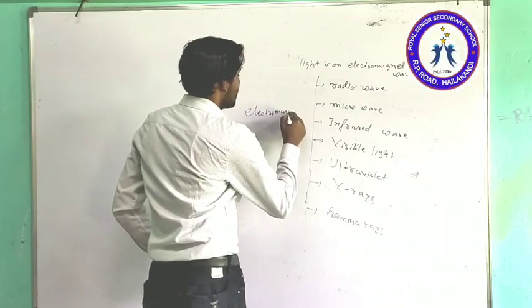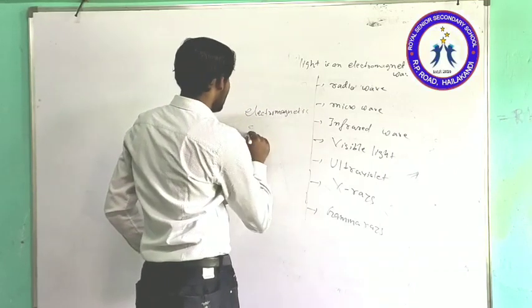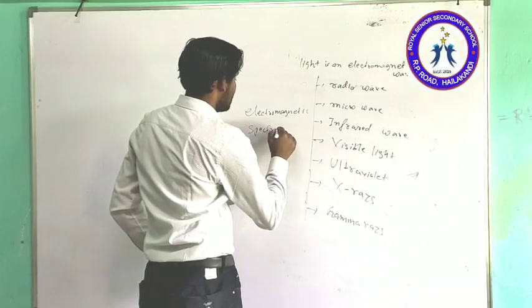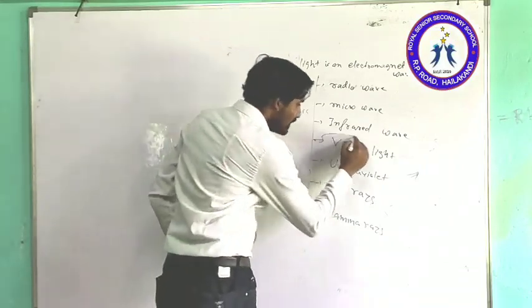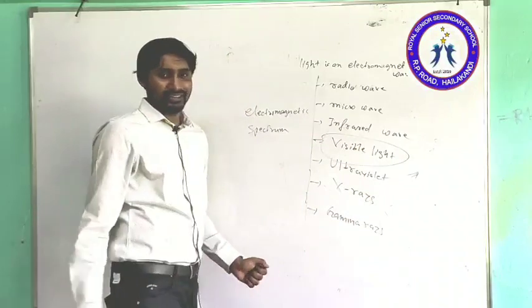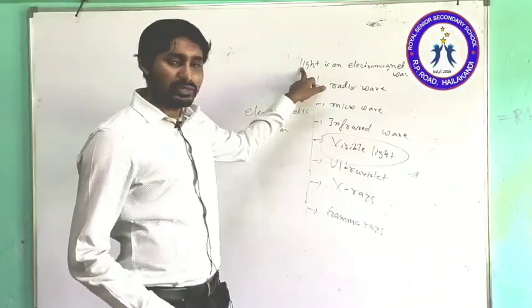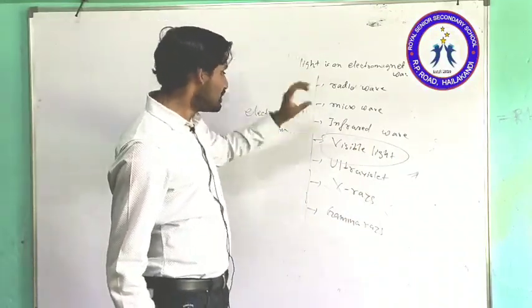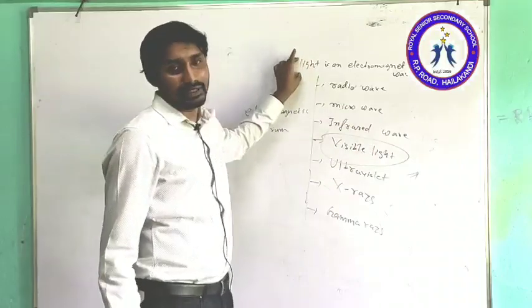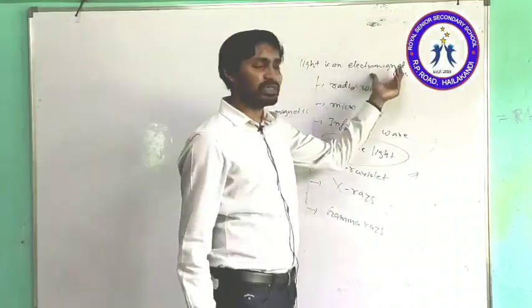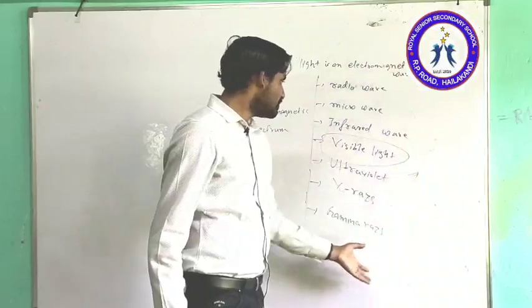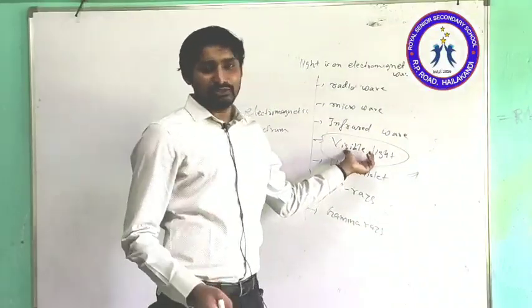Electromagnetic spectrum. So here, visible light actually comprises your light. We are saying light everywhere, so visible light is actually that light. So it is a part of the electromagnetic wave. This is your electromagnetic spectrum, and visible light forms a part of it.